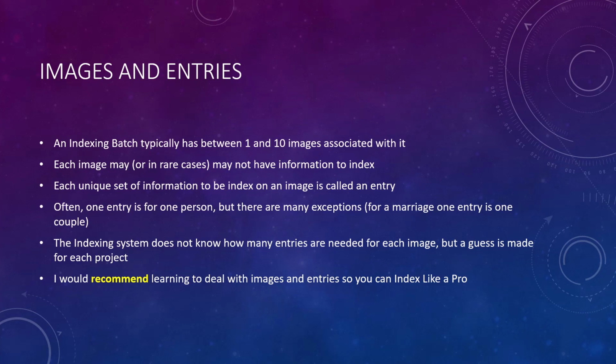The next topic I'd like to discuss is about images and entries. This is a little complicated, but is important to help you learn how to index and get started. Typically, an indexing batch has between 1 and 10 images associated with it. Each image may, or in rare cases may not, have information to index. Each unique set of information to be indexed on an image is called an entry. Often, one entry is for one person, but there are many exceptions. For example, in a marriage, one entry is for the couple.